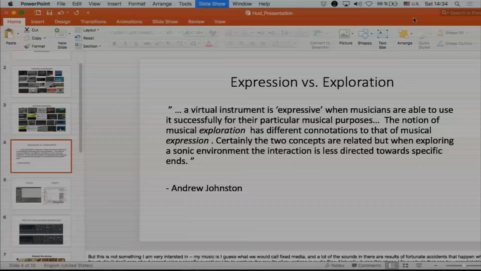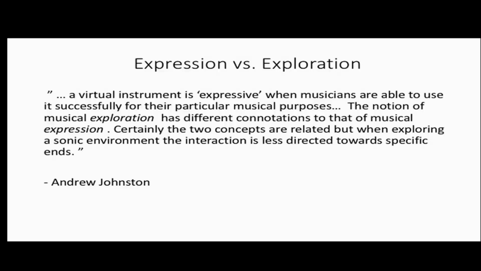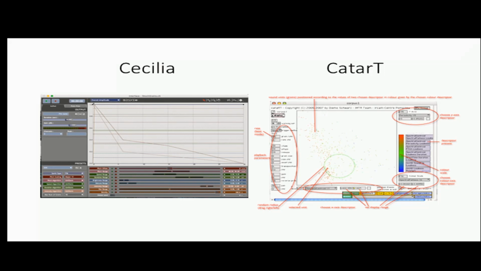Two tools that I have been using a lot, and I don't know how familiar you are with those, are Cecilia and Catart. So Cecilia is not really exactly an instrument, it's more like a sound generating tool. And you have this central panel here that works essentially as automation works in a DAW. So you have a bunch of parameters down there and you can draw their evolution in time. There are also certain functions that create different shapes.